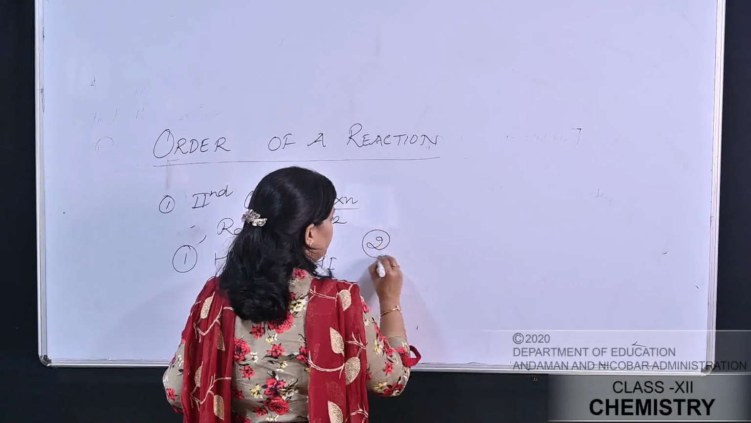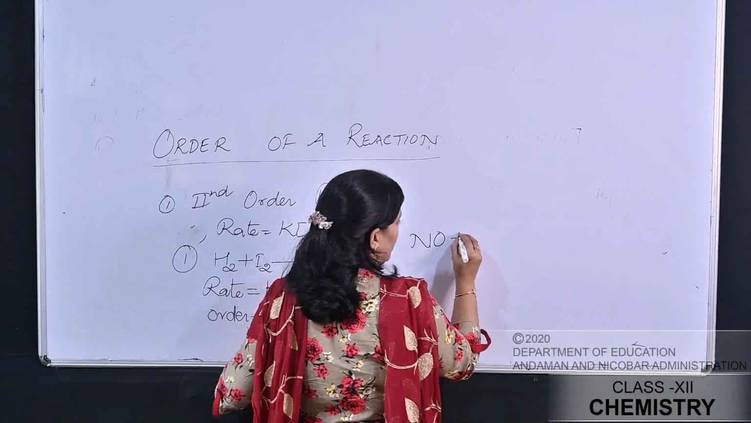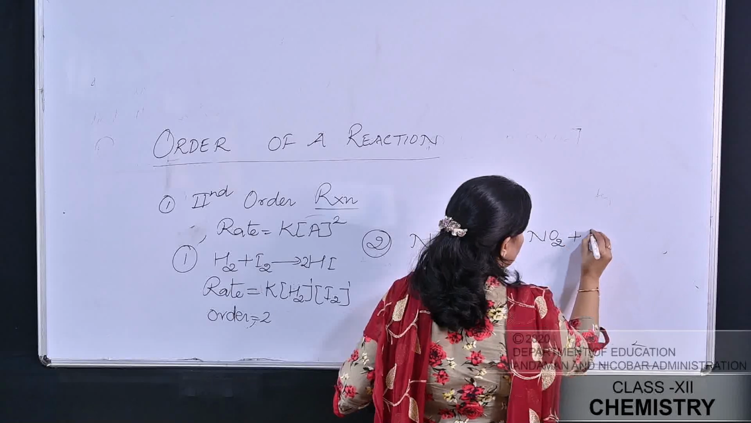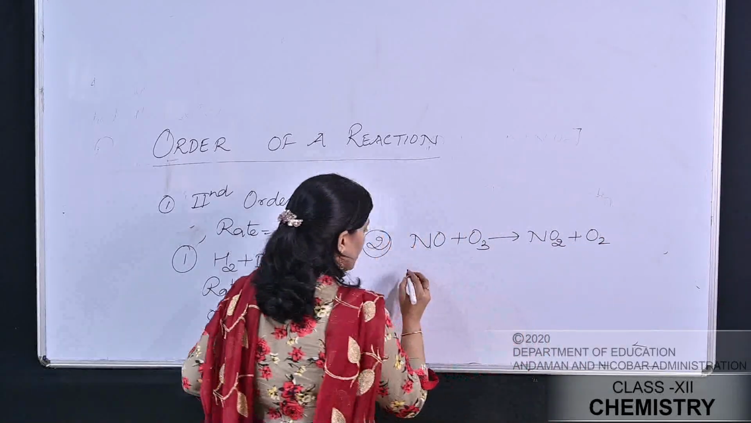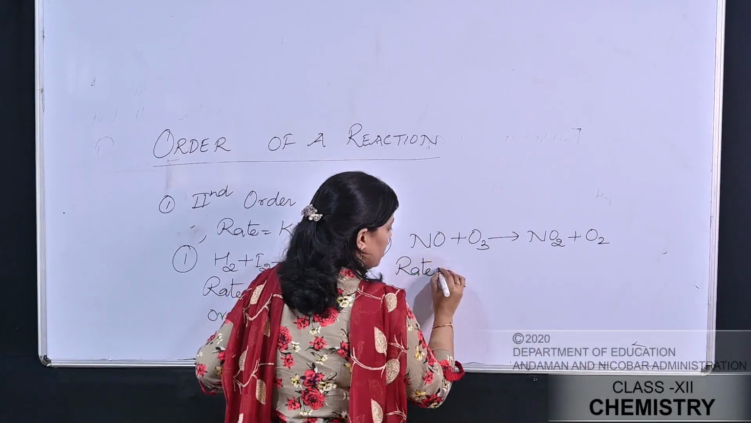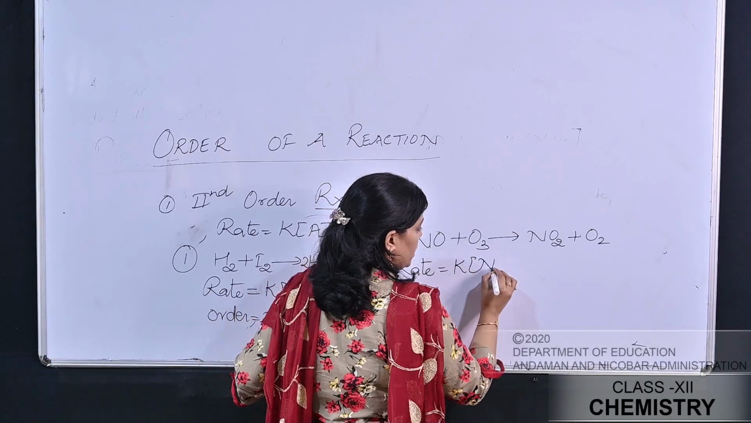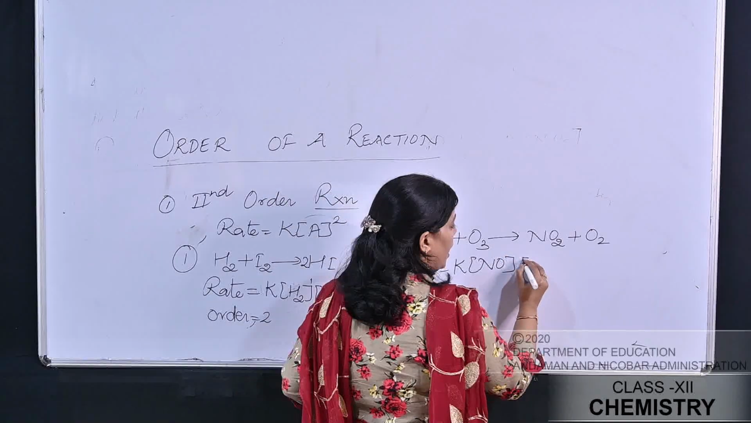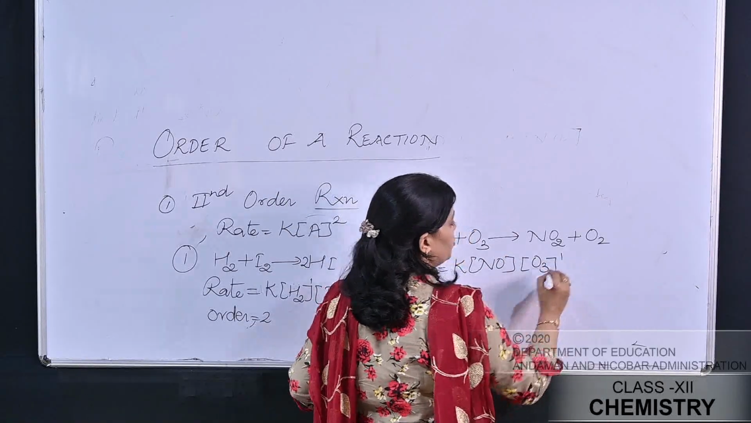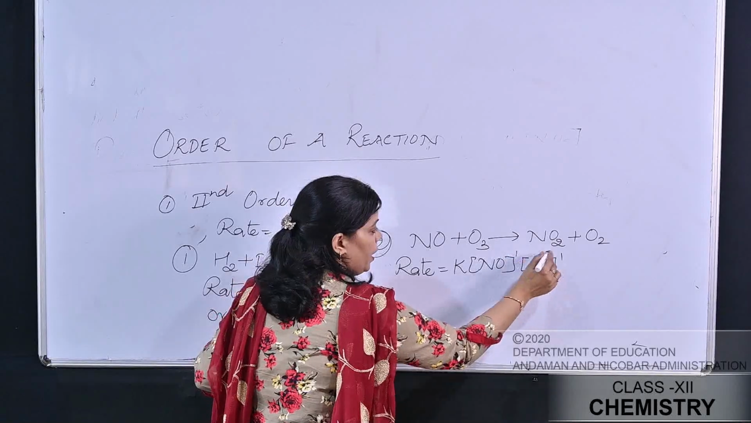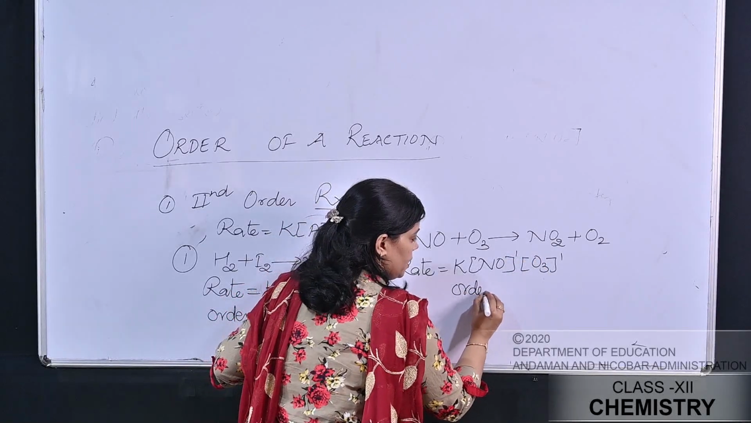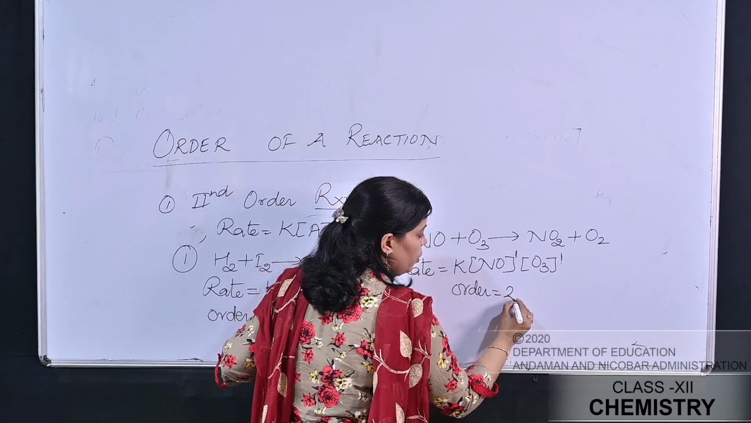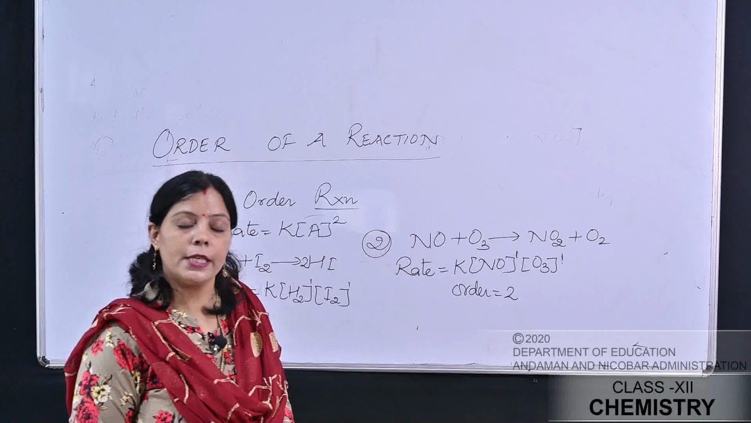Second example is nitrogen oxide when combined with ozone to give nitrogen dioxide plus oxygen. For this reaction, on the experimental studies we found that the rate of the reaction is directly proportional to the concentration of nitric oxide raised to power 1 and the concentration of ozone also raised to power 1. It means that the order for this reaction is the concentration raised to power 1 plus 1, that is equal to 2. So these are the examples of second order reaction.